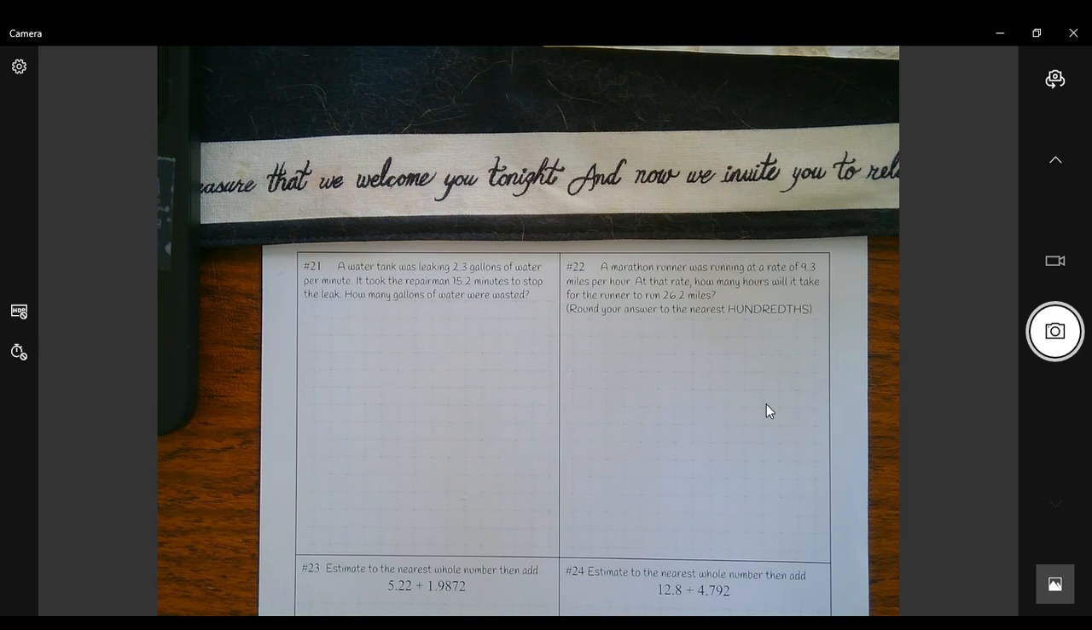If we take a look at number 21, it says a water tank was leaking 2.3 gallons of water per minute. It took the repairman 15.2 minutes to stop the leak. How many gallons of water were wasted?